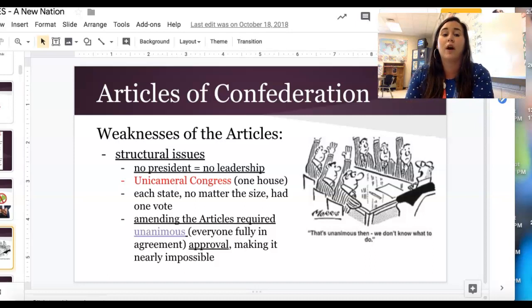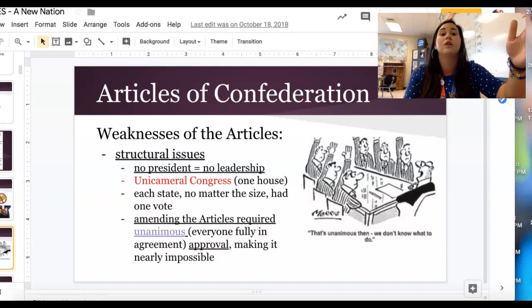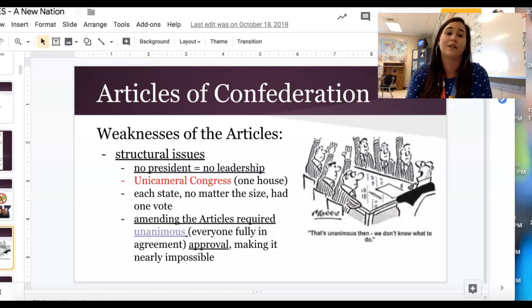Amending the Articles required a unanimous approval. Everyone has to be fully in agreement. And if you think about how different these states are going to be, right? Think about how the New England colonies developed. Think about their economies, what their priorities are, and then think about the South and how they developed. It's going to be hard to get these two on the same page.